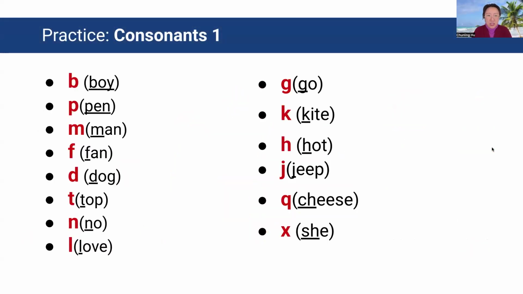Okay, so this is consonants. Let's practice. We found some English words in parentheses to show the same or similar sound in English. I will read these for you. Bo, boy. Po, pen. Mo, man. Fo, fan. De, dog. Te, top. Ne, no. Le, love. Ge, go. Ke, kite. He, hot. Ji, jeep. Chi, cheese. Shi.